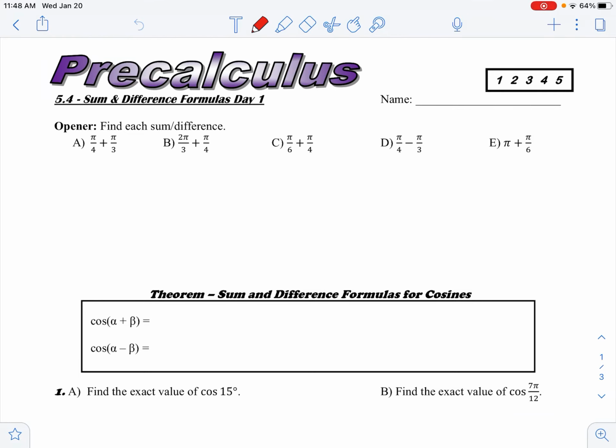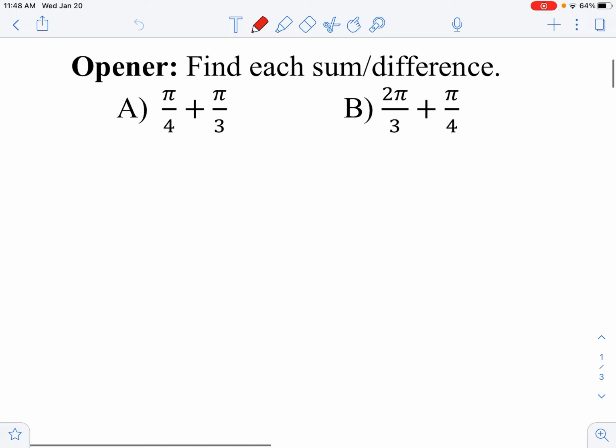All right, so 5.4, day 1. It starts with a warm-up, and it's find the sum or difference. So it's basically add and subtract these fractions, right? This is meant to, basically when we start getting on the notes, it explains what we're doing, okay? So go ahead and pause the video, just add these fractions.